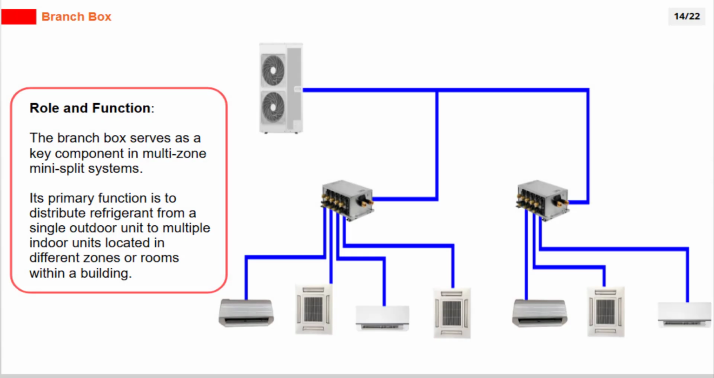Role and function. The branch box serves as a key component in multi-zone mini-split systems. Its primary function is to distribute refrigerant from a single outdoor unit to multiple indoor units located in different zones or rooms within a building.